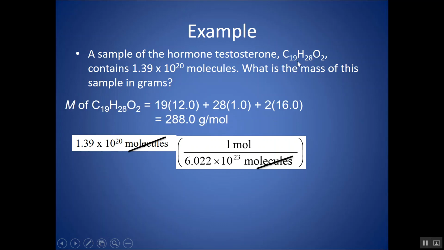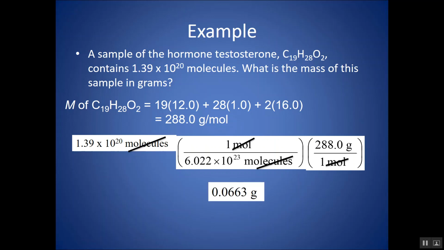Add it up somewhere on the side. There's 19 C's, there's 28 H's, and there's 2 oxygens. Multiply them by their atomic masses, add it up. It has 288 grams in 1 mole. That 288 is always going to go next to grams, and I want that on top so that I'm in grams, and I want 1 mole on the bottom so that that's canceled out.